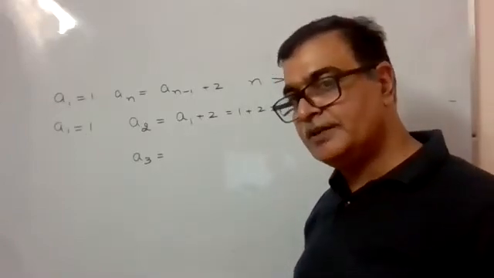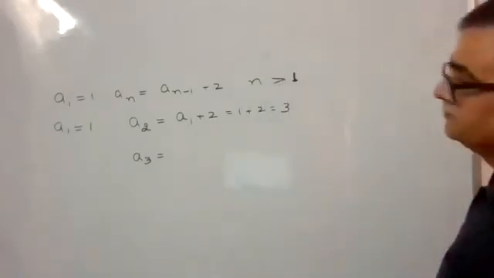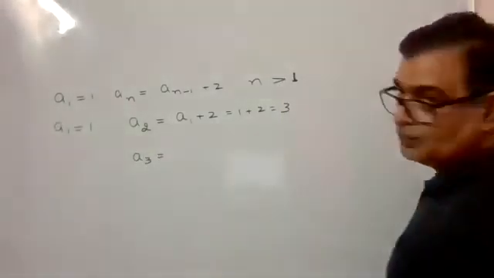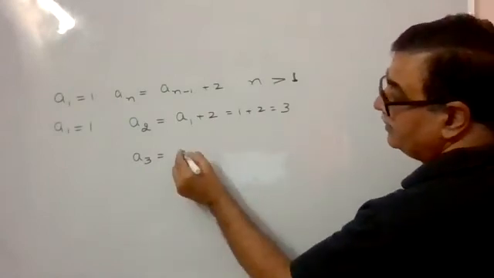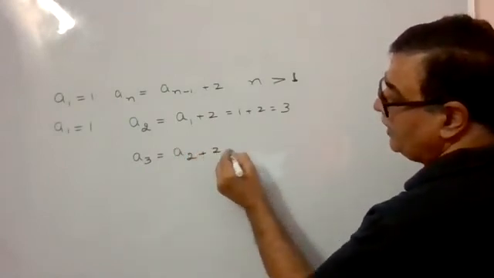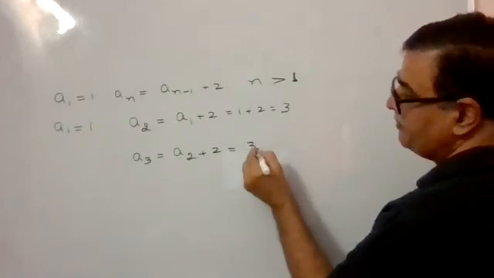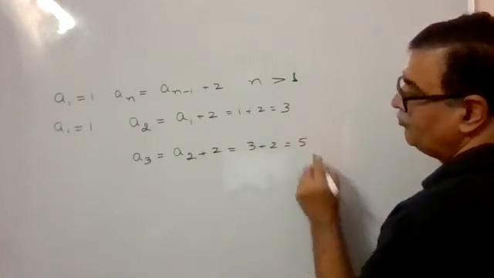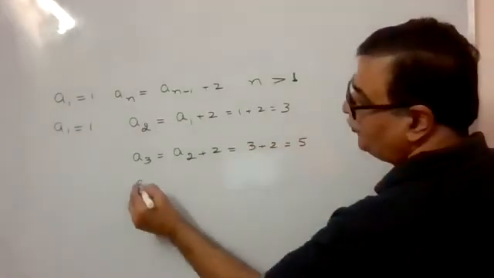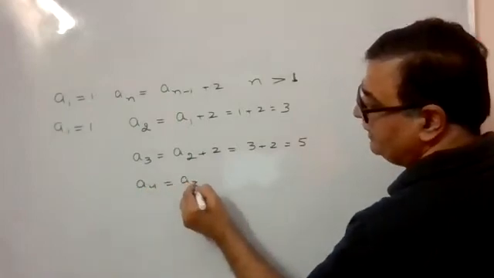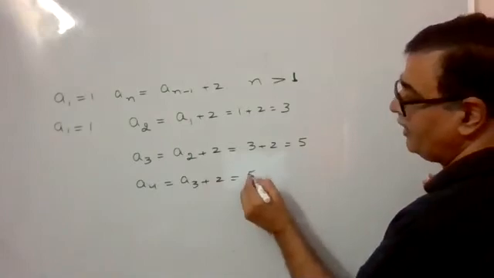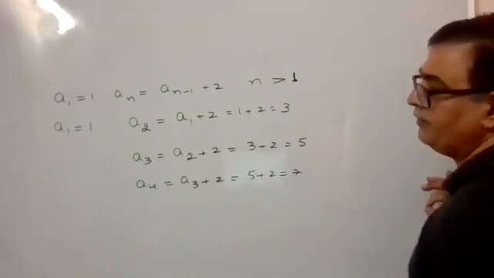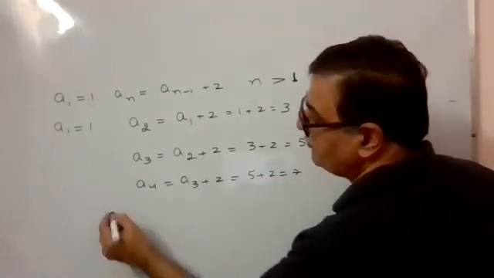Who said it is an AP? And a1 is already given to you. What will a3 be? a2 plus 2, and this is 3 plus 2, how much is that? 5. Then I go for a4. It will come a3 plus 2. What will it come? a3 is 5 plus 2, comes out to be 7. Can you write down the sequence?